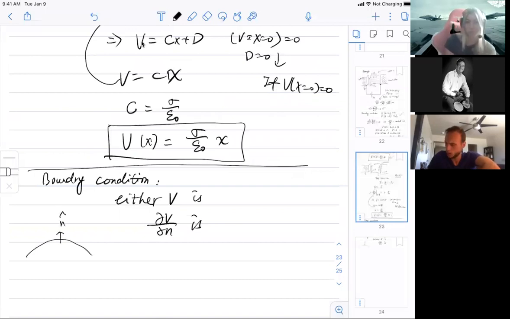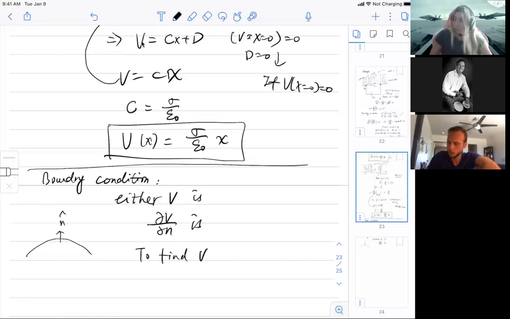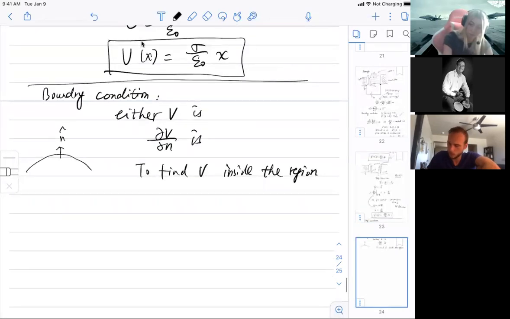Okay, so either they give you V or they give you the derivative of V with respect to n, and you can uniquely find your potential inside the region you're interested in. There are two boundary conditions sometimes given in this format. In this case, we won't have time to do this in class, but I want you to go ahead and review this on your own.